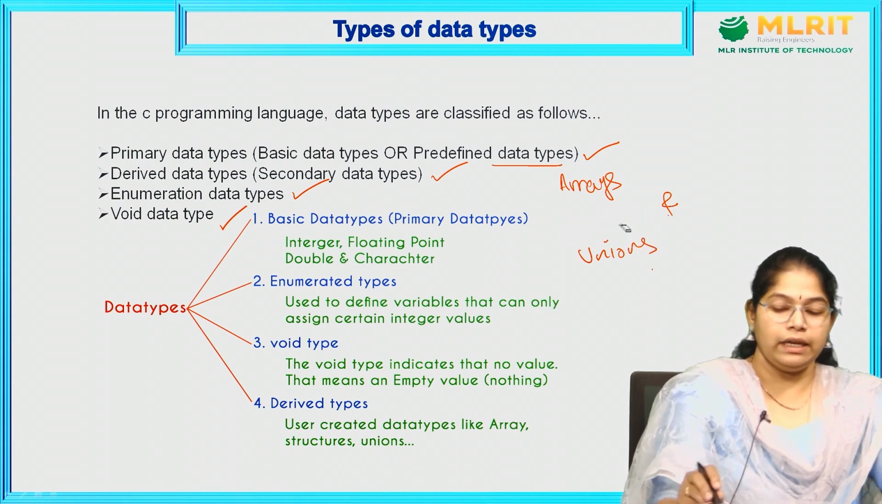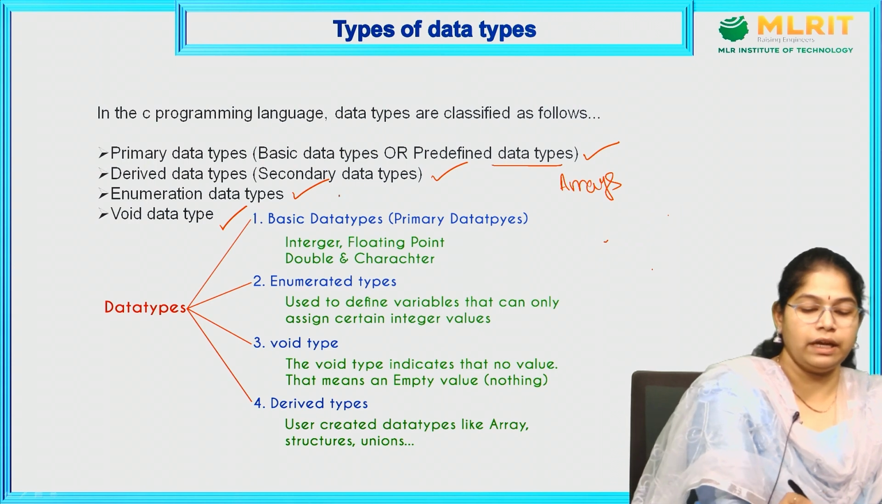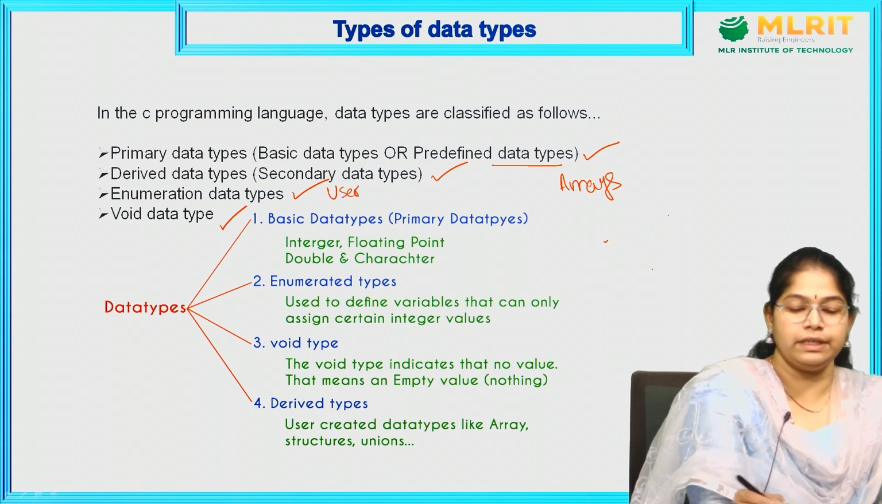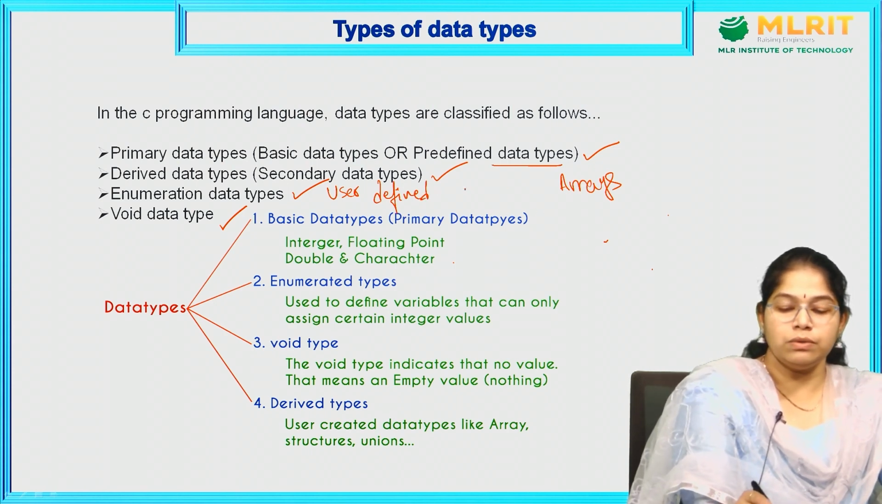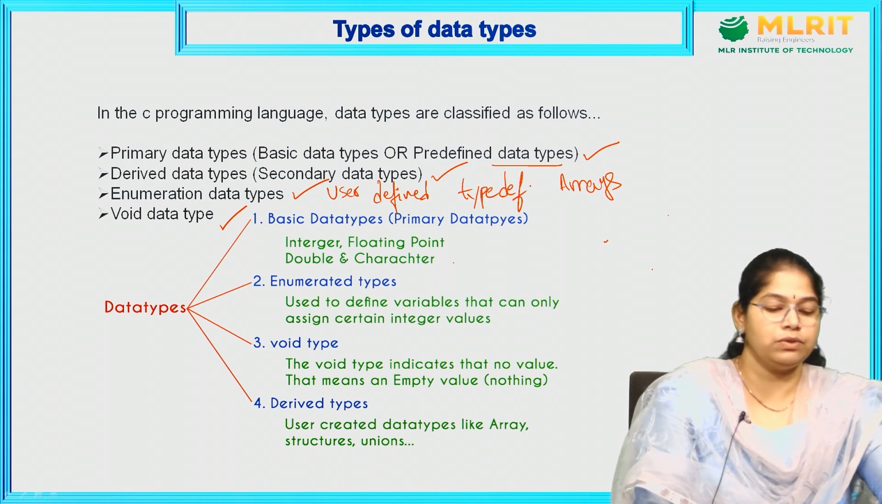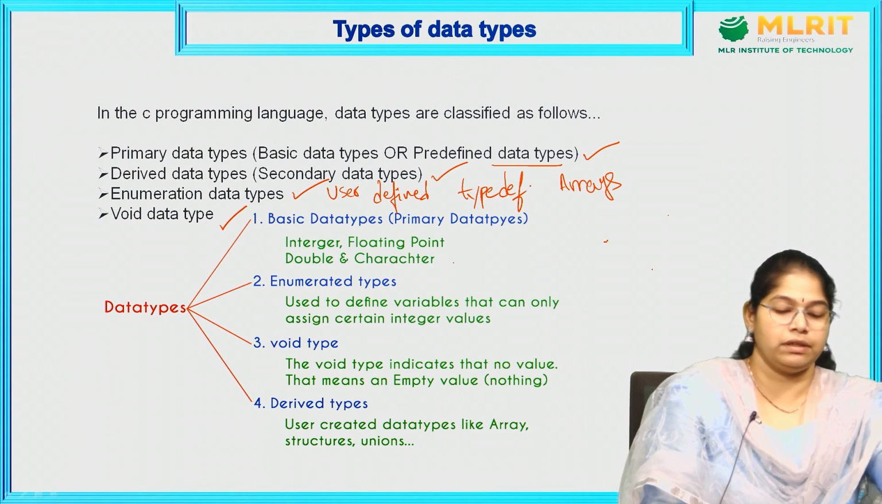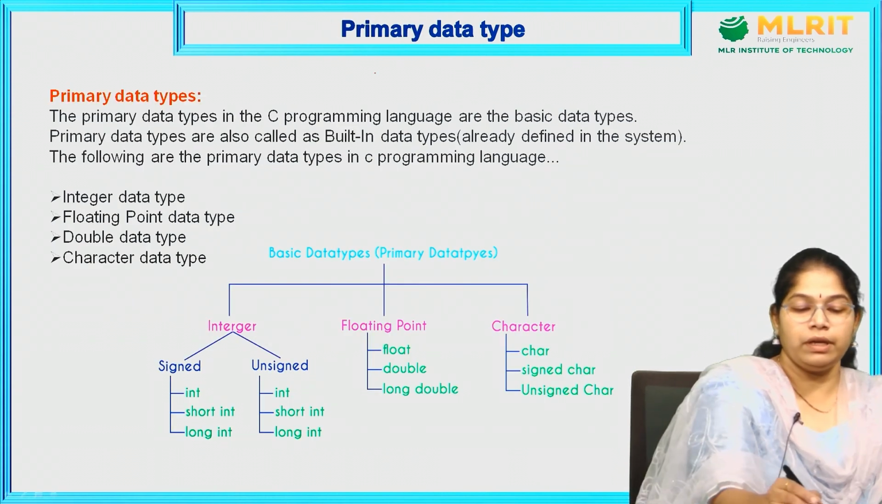Then enum data type. Enumeration data types are user defined data types. Not only enum, we can also use a data type called typedef, which comes under a user defined data type. Then void data type. Then coming to primary data types.